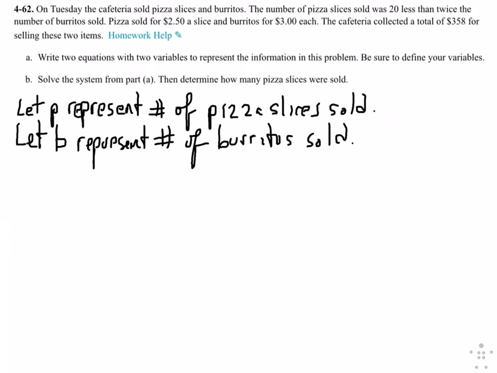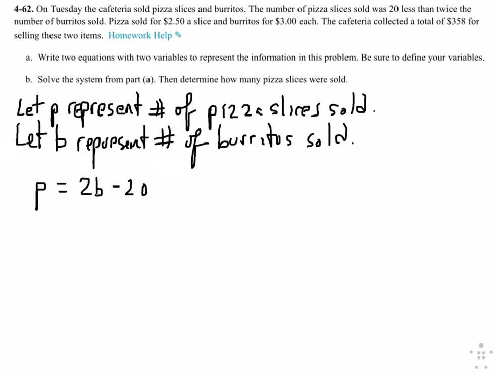So it says the number of pizza slices sold, so P, was 20 less than, so something minus 20, twice the number of burritos, so 2B minus 20, right? Okay, so there's one equation.